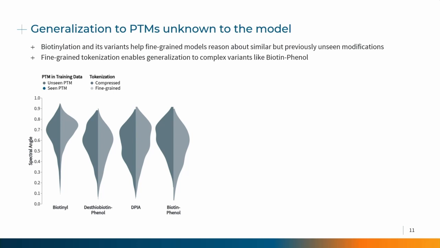And as you see in this first experiment, both of the models have poor predictions on these new modifications because none of them has seen any modification that is similar to biotin or any of the variants of biotin.